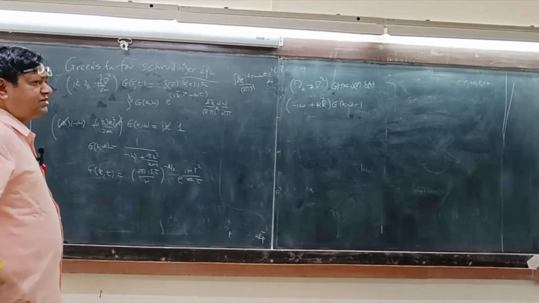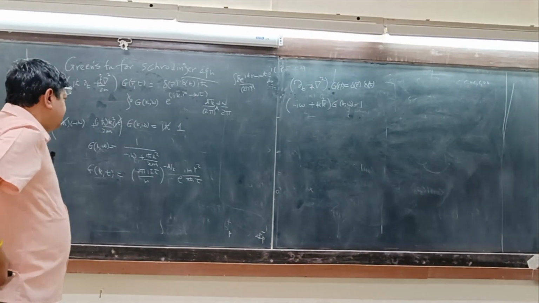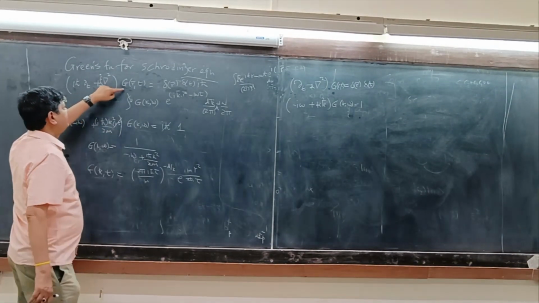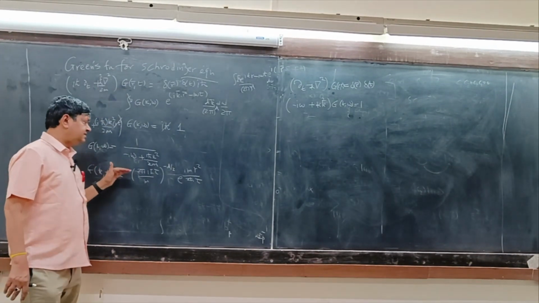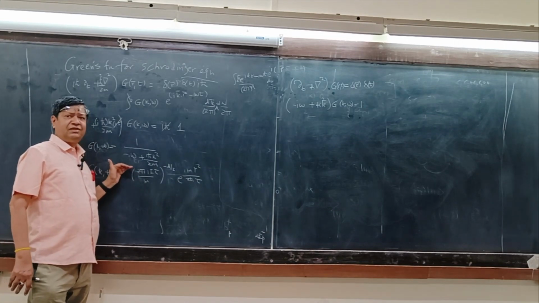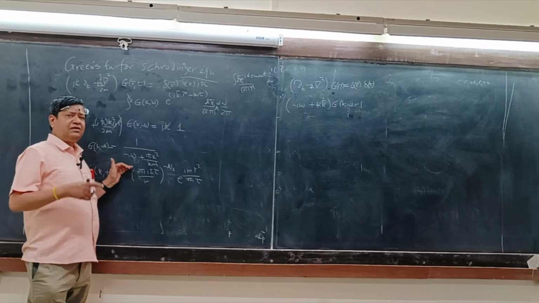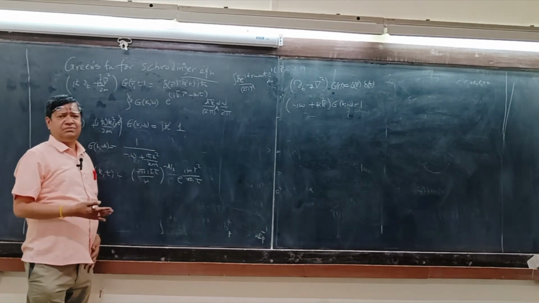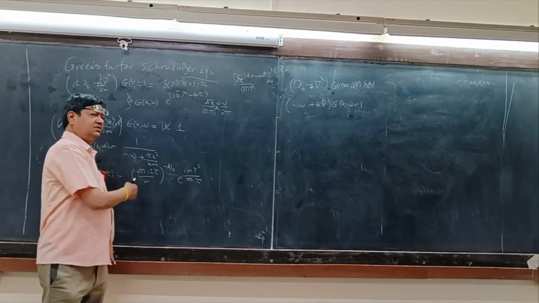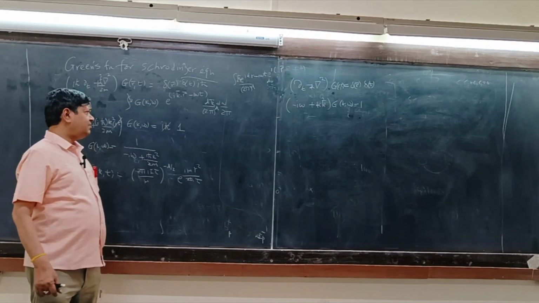So this is our Schrodinger equation Green's function. I'm assuming this to be the classical field psi, and this is exactly the same as the path integral. Path integral gives you the same answer because it's the same thing. You can do it using path integral or using this.